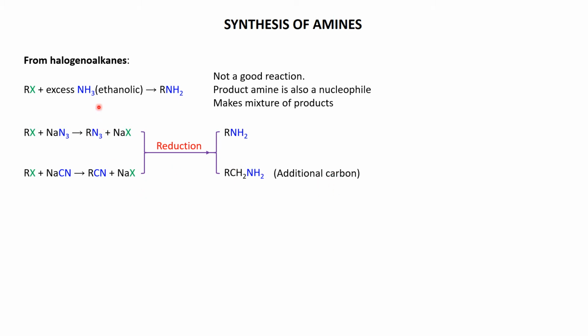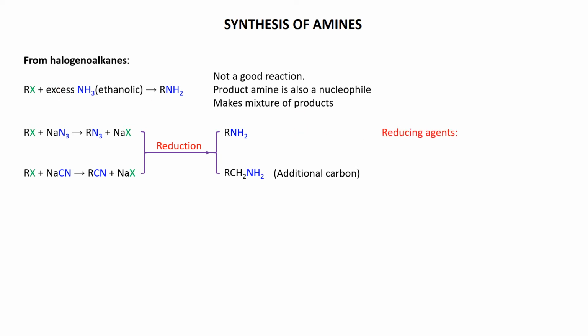So if you want to make an amine from a halogenoalkane, don't react it with ammonia. React it either with sodium azide and then reduce it, and that just turns the R group that you have into the amine, or react it with sodium cyanide and you get the nitrile, and once you've got the nitrile you can reduce it to again make a primary amine with an extra carbon in there. You need to know this reaction for your A level, but not when you get into the organic lab.